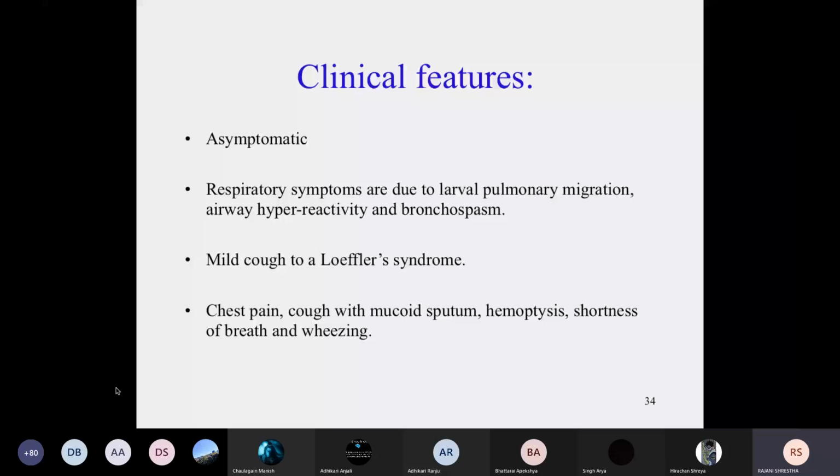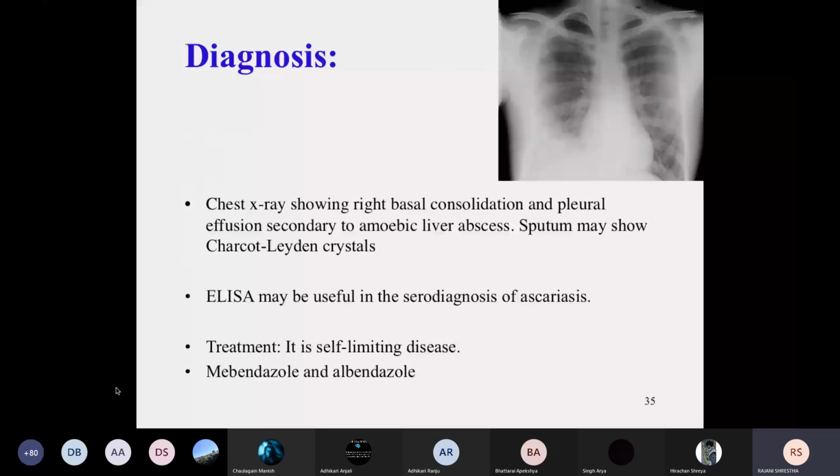hemoptysis, and even when you auscultate the chest, you can hear the wheeze, okay, and there might be shortness of breath. So what is hemoptysis? The presence of blood in the sputum, okay. And for the diagnosis, in the chest X-ray there might be right basal consolidation and there might be effusion. And the sputum may show. So in the ELISA, you can do the serodiagnosis. As for the treatment, there might be self-limiting disease, or we can start with mebendazole or albendazole.